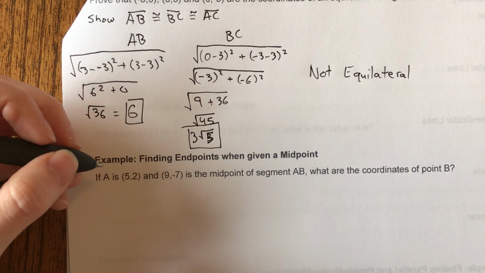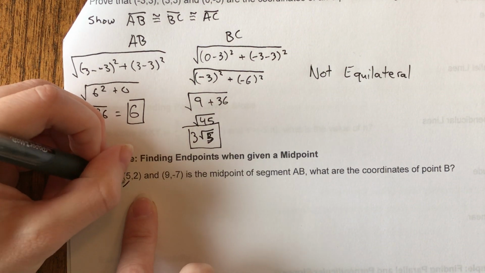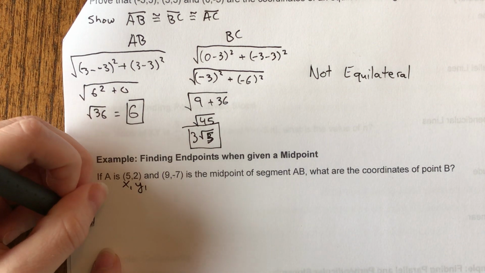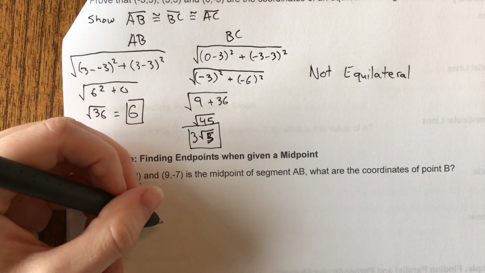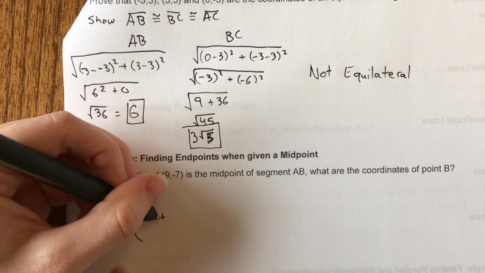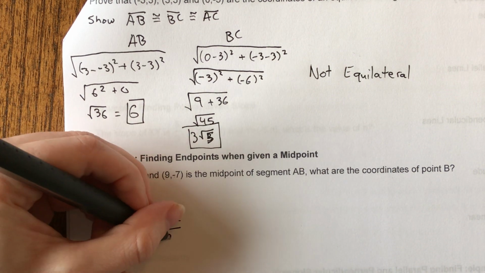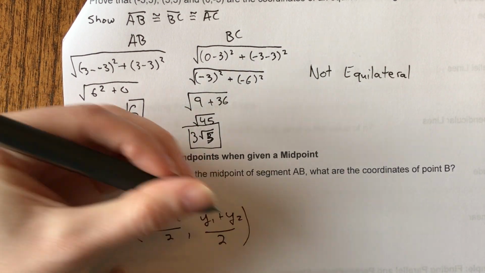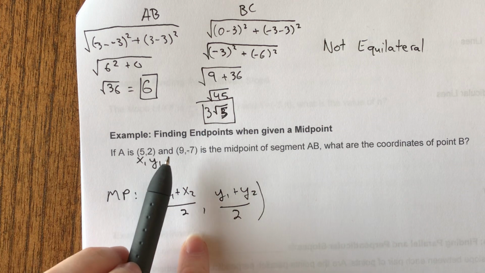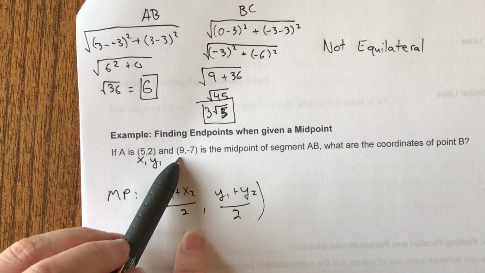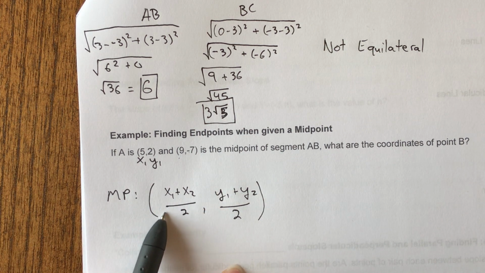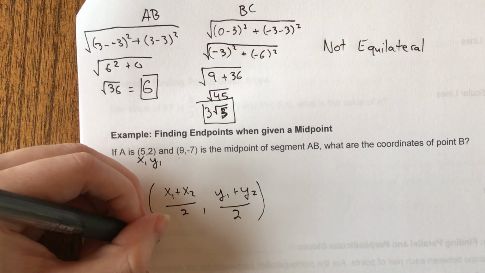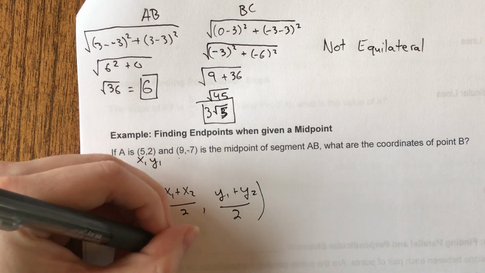We know that here is one endpoint, so maybe we'll call this x1, y1, because that's one of the endpoints. And we also know that the midpoint formula is going to help us here. So the midpoint formula would be x1 plus x2 over 2, comma y1 plus y2 over 2, that coordinate point. So if the x coordinate of the midpoint is 9, then we know this expression, x1 plus x2 over 2, is equal to 9. So we can say x1 plus x2 over 2 equals 9.